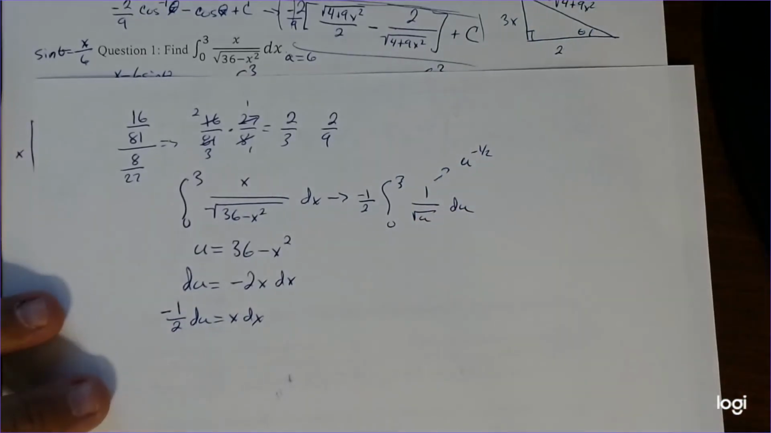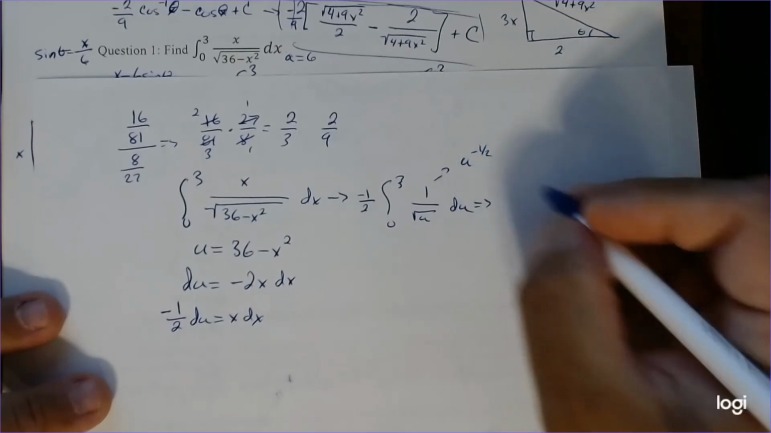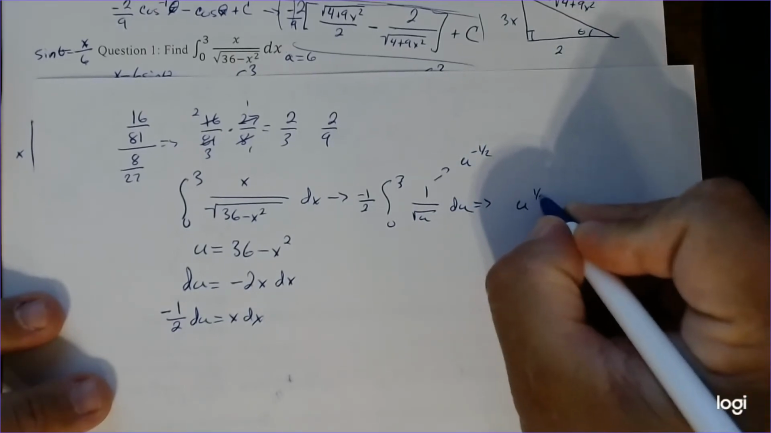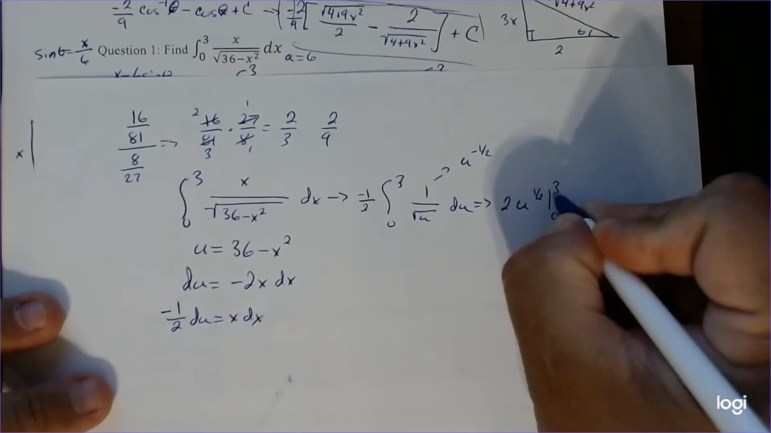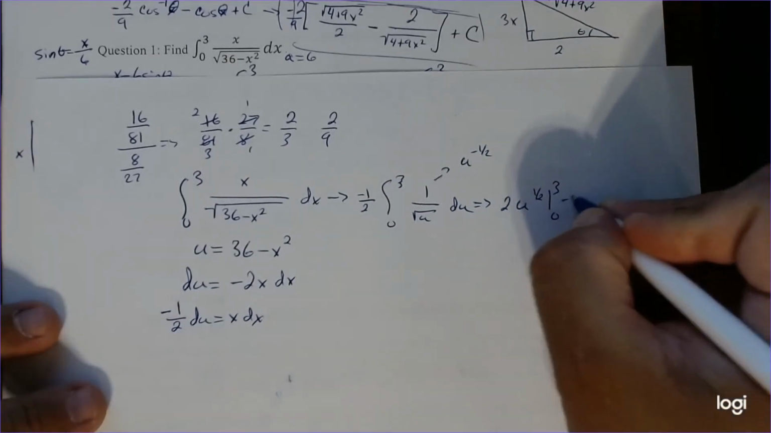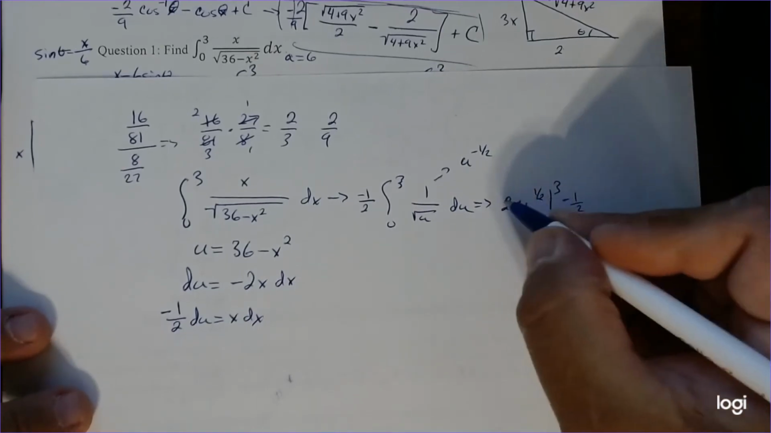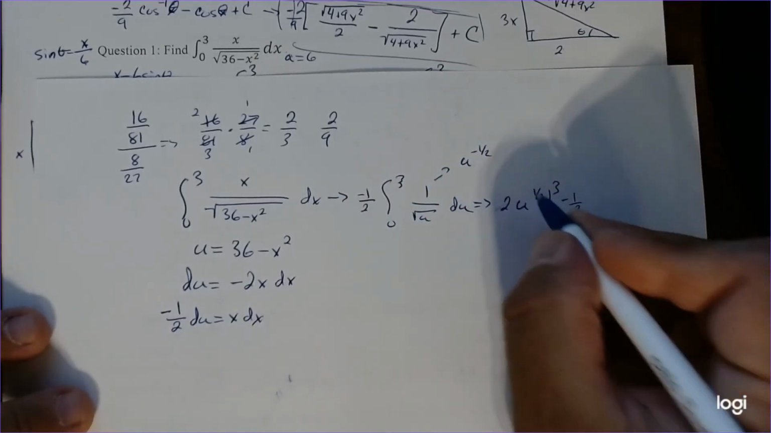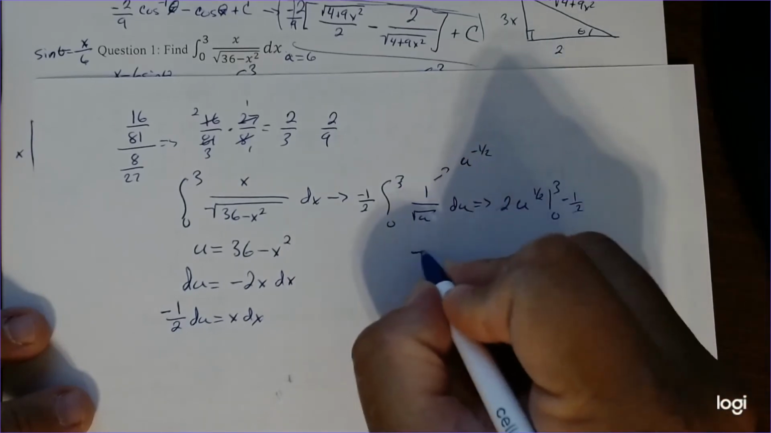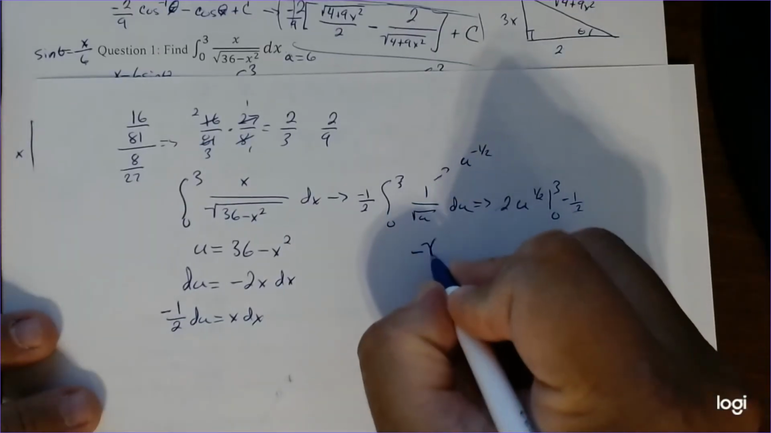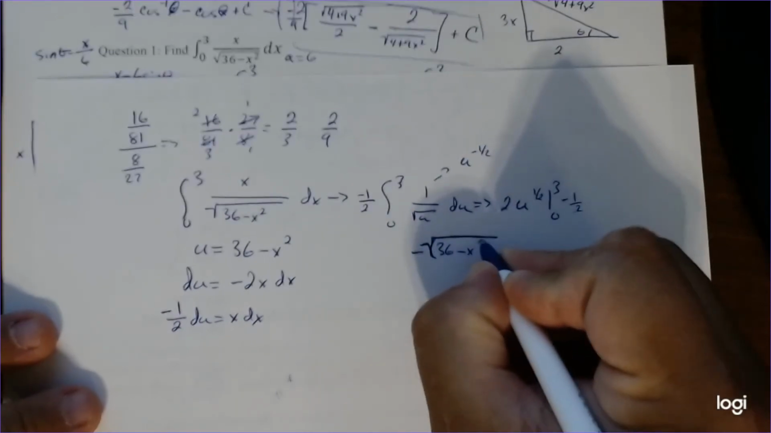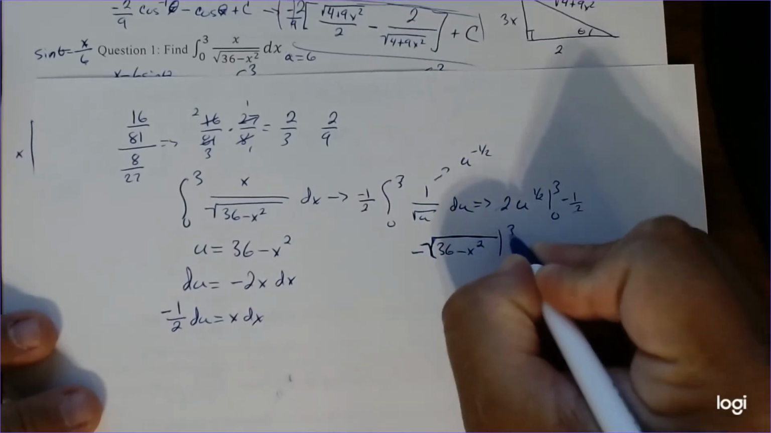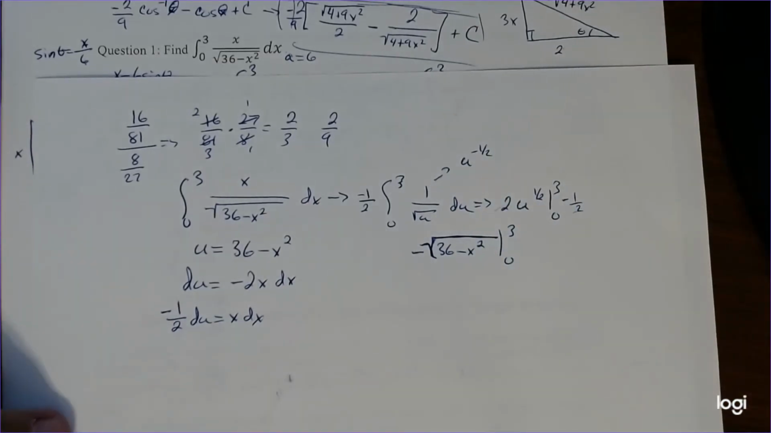Okay. So if you take the integral of this, it means you add one to the power, so it's going to be positive 1/2 times 2. Evaluate at 0, 3. Oh, and then the negative 1/2 is on the outside. So plug in what it was to begin with. So these cancel. So you get negative on the inside, the square root of 36 minus x squared, evaluated at 3 and 0. What you notice gives you the exact same thing.